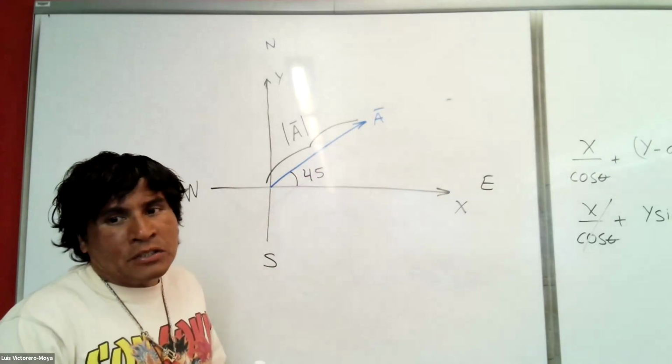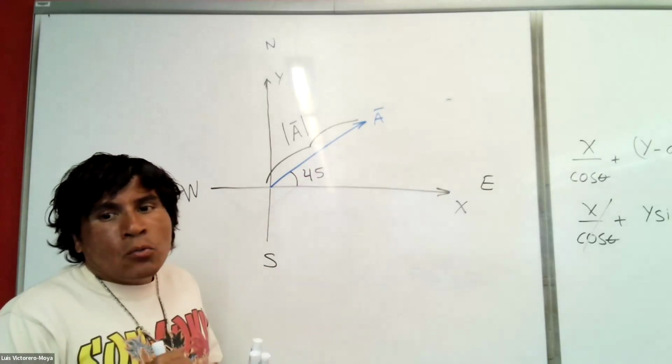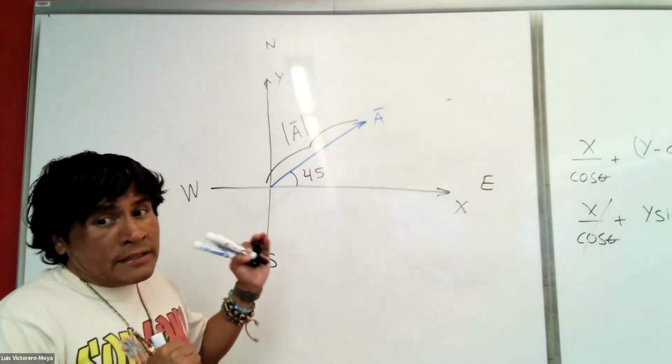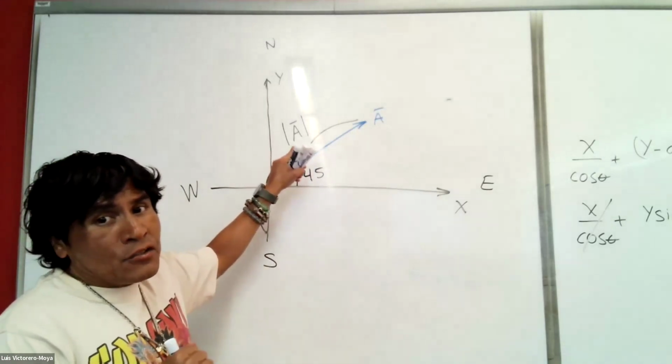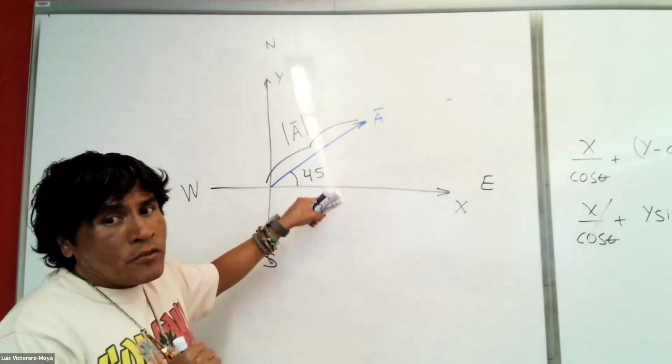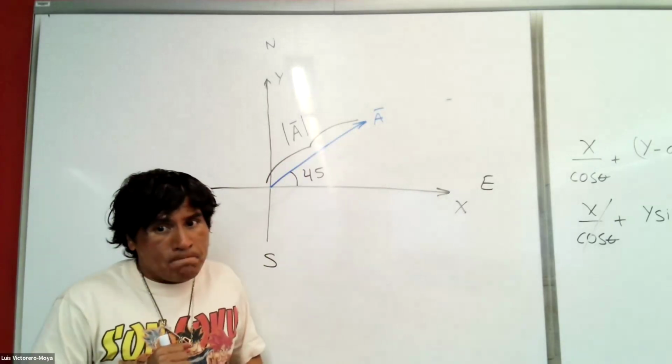Right? You can do it. You can also, and that's why we use vectors in physics, because it gives us information about the magnitude, but also the direction, always with respect to the horizontal, by the way. Okay?